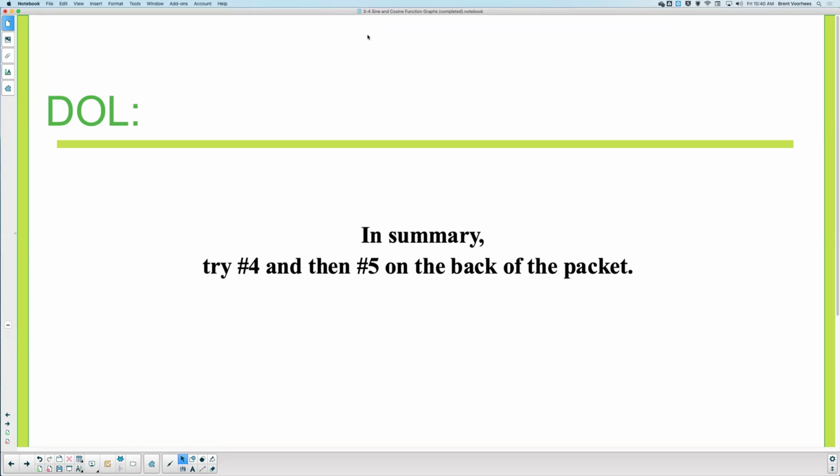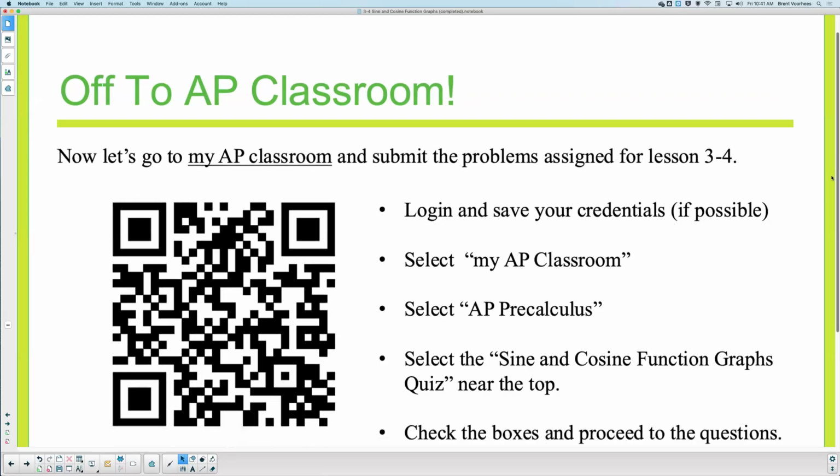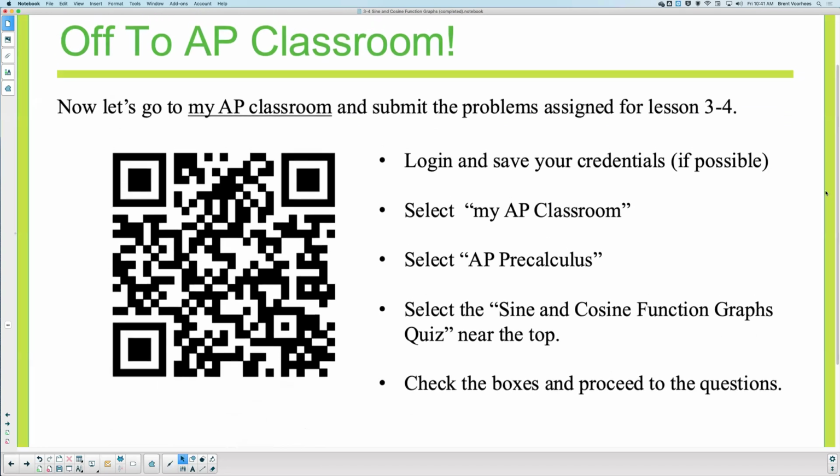I'll help you. Don't forget, once you have them all completed, to submit them online. So you can scan that QR code, or you can just Google My AP Classroom. Here's your instructions, the name, the function you're doing there. But after you log in, select My AP Classroom, select AP Pre-Calculus. You'll look for, it's a yellow box up the top, sine and cosine function graphs quiz. You'll see it, and it will usually ask you some check boxes, whatever. Fill those out, and then submit it online.